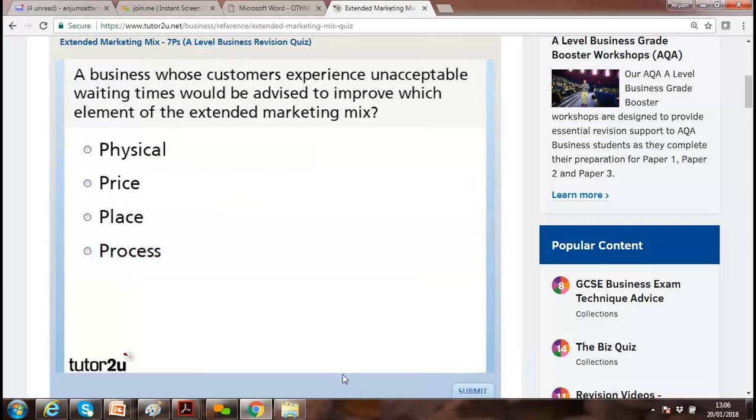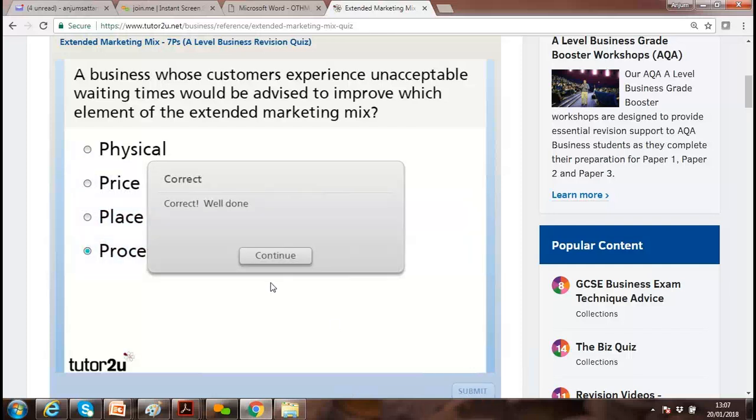Okay, next. A business whose customer experience has unacceptable waiting time would be advised to improve which element of the extended marketing mix? Process. Is it physical? Is it process? Is it place? Extended marketing mix. Process or physical. Well done. Correct.